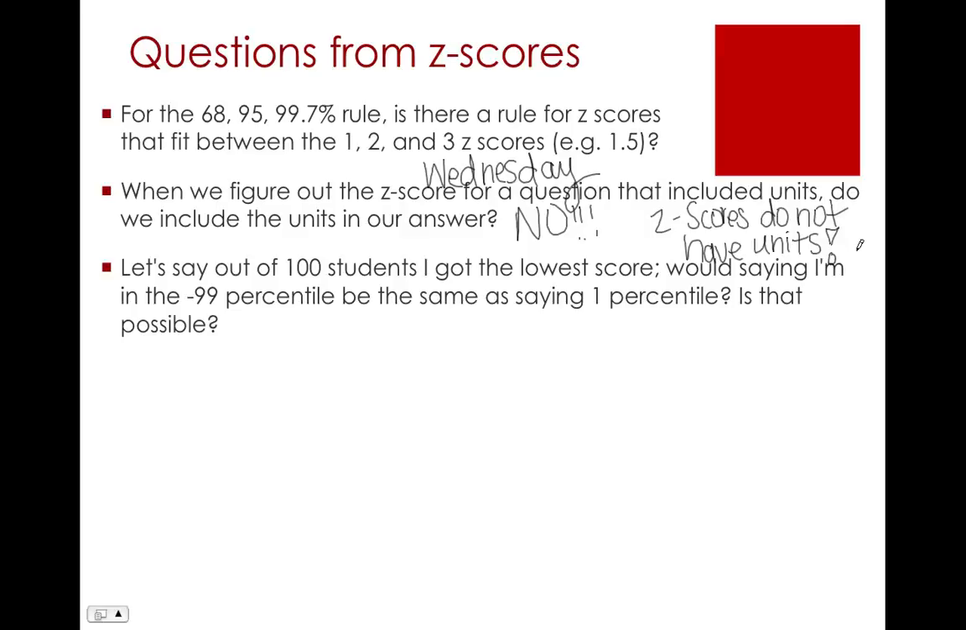Let's say out of 100 students I got the lowest score. Would saying that I'm in the negative 99th percentile be the same as saying that I'm in the first percentile? Is that possible? No. Percentiles cannot be negative. If you got the lowest score, then out of 100 students, yes, you would be at the first percentile. You got the same or lower than 1 out of 100 people, assuming nobody else got your same score. So that would be the first percentile. We cannot do this subtraction thing and call it the negative 99th percentile. That does not make sense. Don't do it.